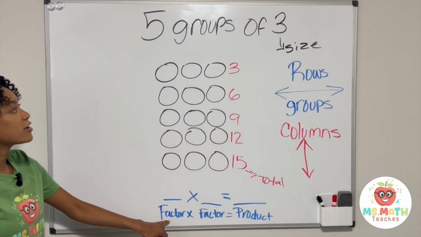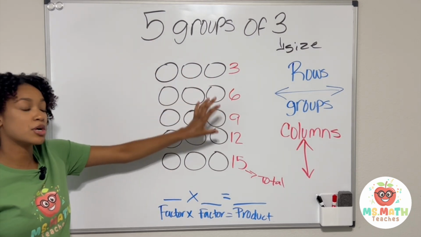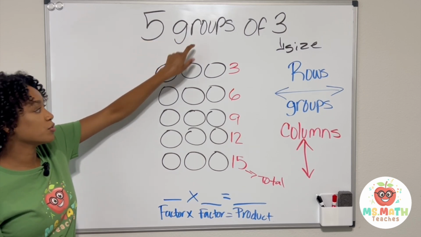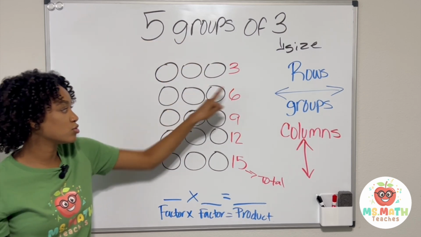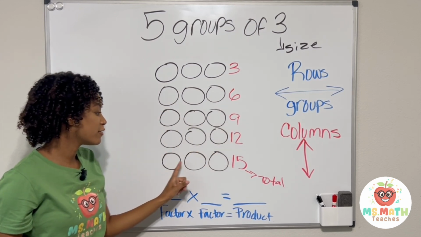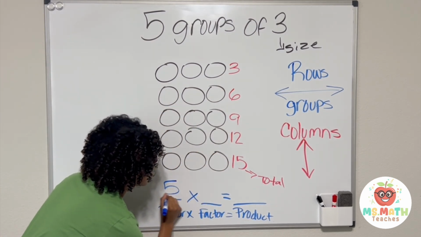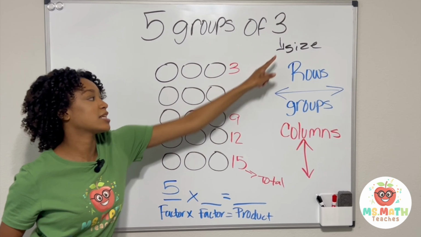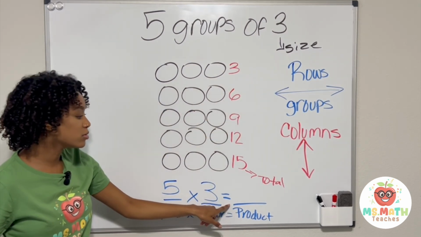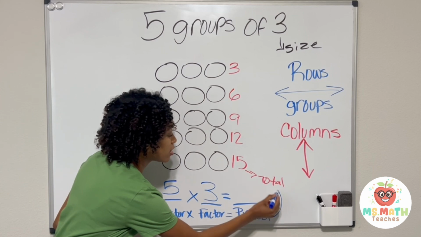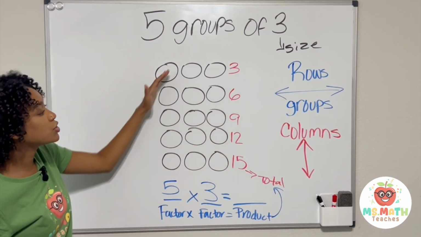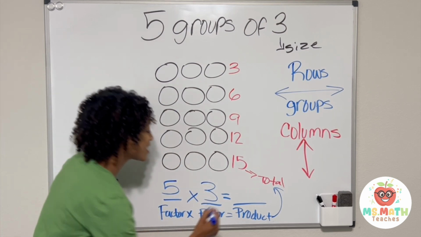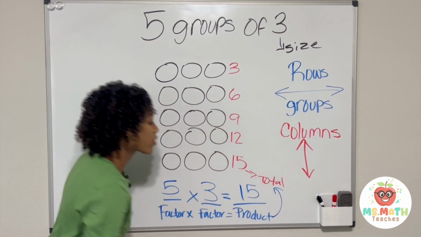Now, one of our factors, let's look at our array. One of our factors is going to be 5 because there are 5 groups. 1, 2, 3, 4, 5. There are 5 groups. How many are in each group? 5 times 3, the size is 3, equals, remember our product is going to be our total. What is our total for this array? 5 times 3 equals 15. So we can write 15 as our product, okay?